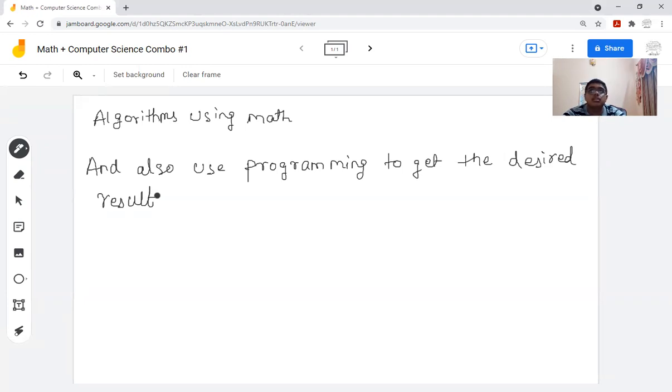So in this series of math discussions, we would be doing this. We would actually simplify a problem using math ideas, using algorithms, framing our own algorithms, and then converting it to a program and then getting the desired result.